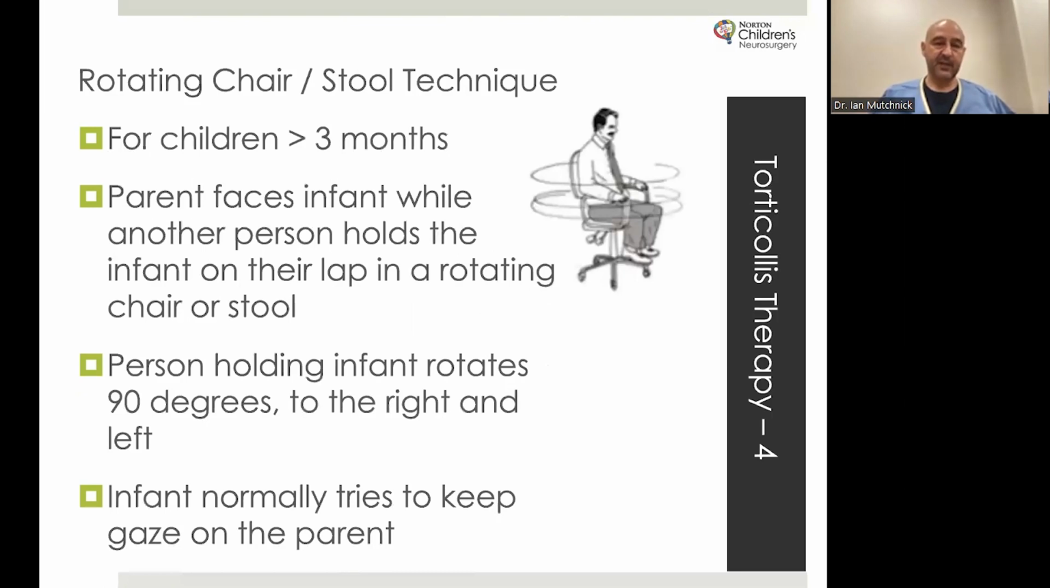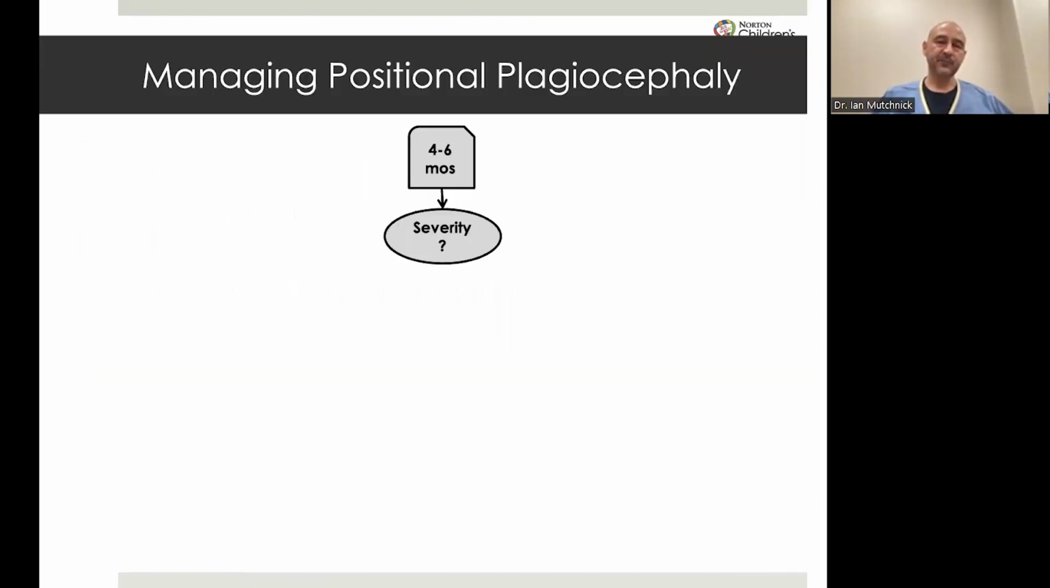And then for children greater than 3 months, you can hold the kid in a swivel chair and have the parent go to the side where they have to turn their head away from their foreshortened side. So, use mom as a prop to force the kid to look in a different direction. So those are all ways to manage torticollis, information to give to the parents. But again, if the patient has torticollis, I would strongly recommend having them see PT.